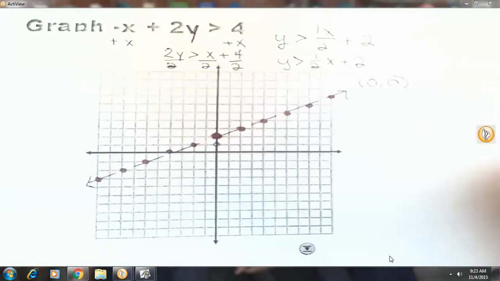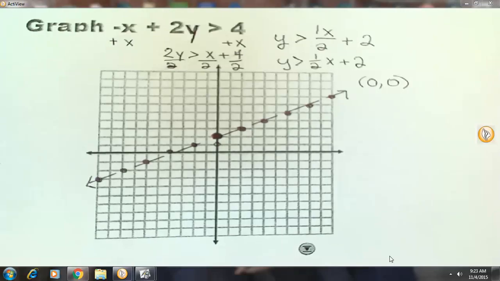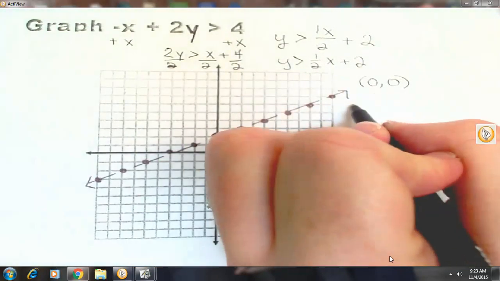Do we have to pick 0, 0 every time? No. And there are going to be times where we can't pick 0, 0. What would be one situation where we couldn't pick 0, 0? If your line was through 0, 0. As long as you pick something not on your line, you should be fine. So put 0 in for x and for y.